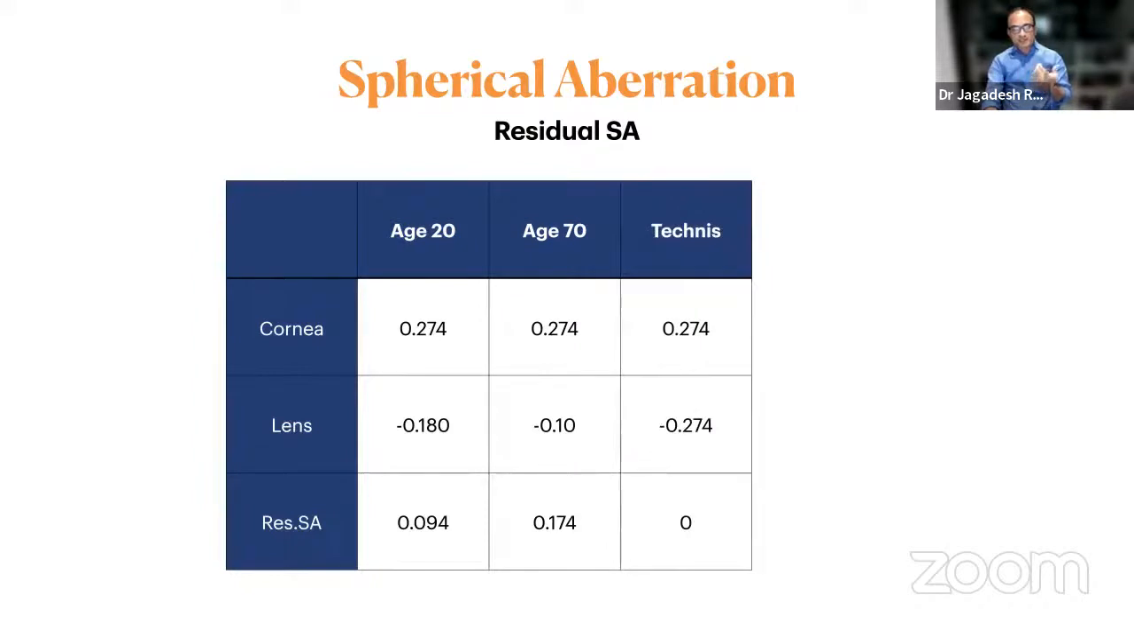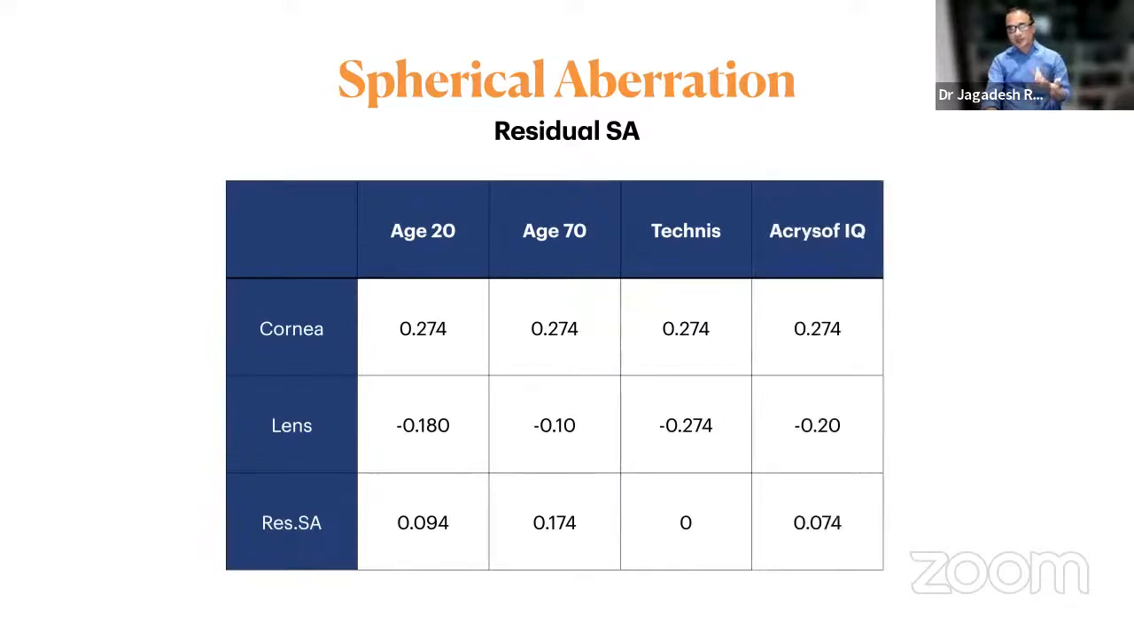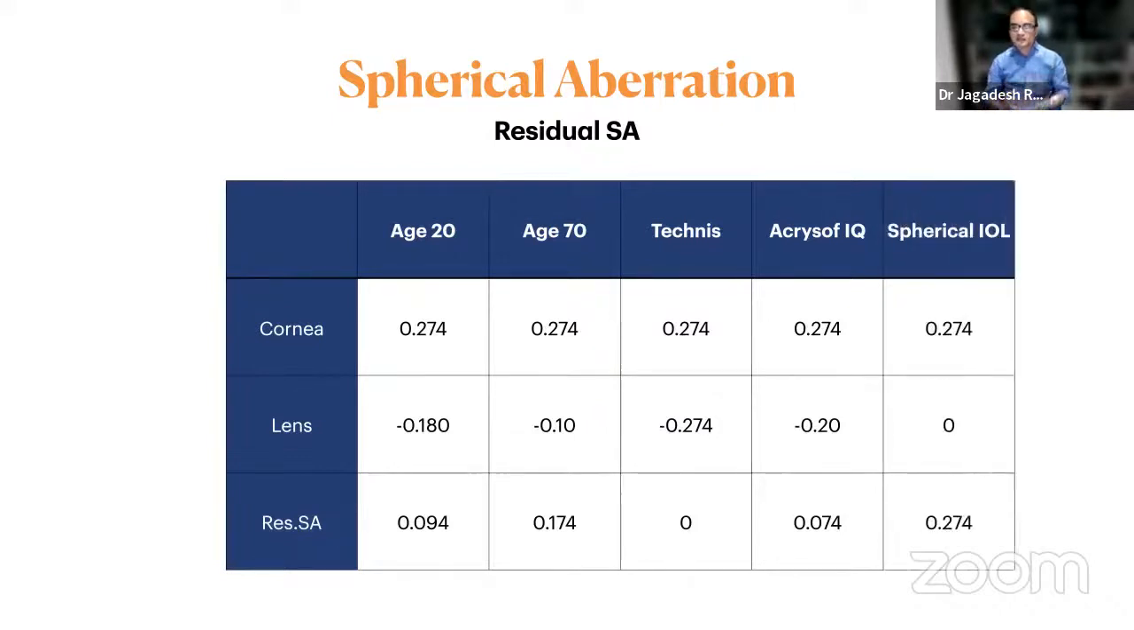And you do have lenses of different spherical asphericity. Technis has about 0.27, so you can correct most of the spherical aberration in the cornea, and IQ has some amount of asphericity, it can correct spherical aberration to a certain extent. Whereas if you implant a spherical IOL in those who have a higher amount of spherical aberration in the cornea, they do have residual spherical aberration, and that can affect the contrast sensitivity.